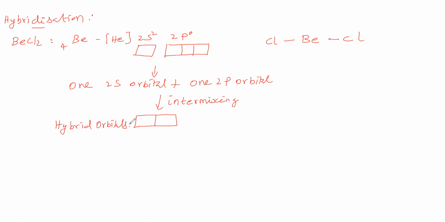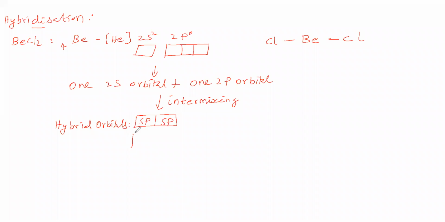The hybrid orbitals have sp nature. It is an sp hybrid orbital, and this is another sp hybrid orbital. Therefore, these two atomic orbitals on intermixing gave two hybrid orbitals. These two hybrid orbitals have the same energy and the same shape, so they are equivalent.